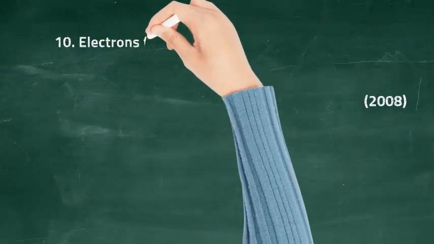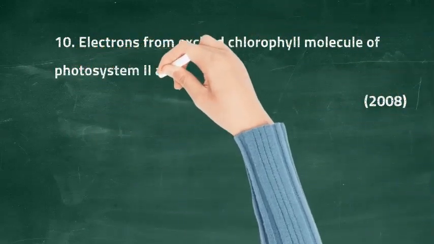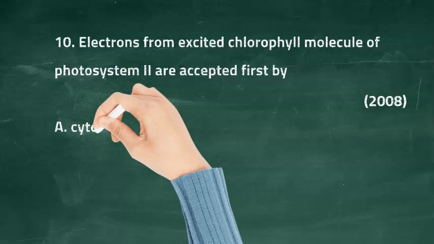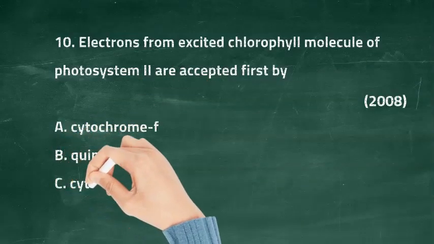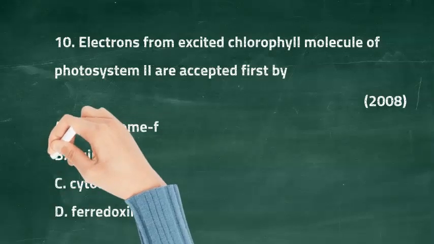The last question for this lecture: Electrons from excited chlorophyll molecule of photosystem 2 are accepted first by: option A is cytochrome f, option B is quinone, option C is cytochrome b and option D is ferredoxin. So the right answer is option B, quinone.